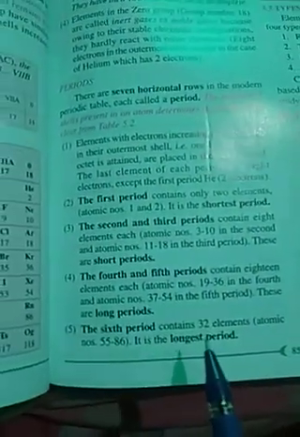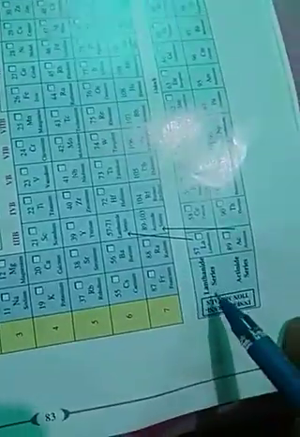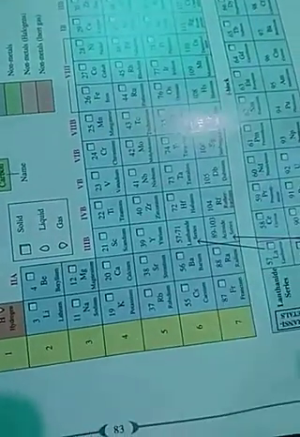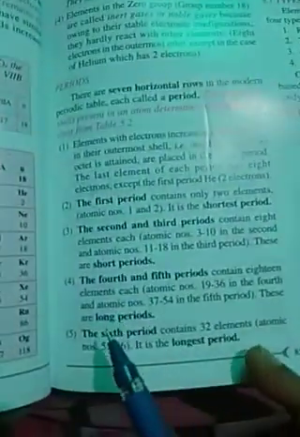But the sixth period as well as the seventh period, sixth and seventh, they contain 32 elements. In the sixth period and group 3, they are called lanthanides. They have 1, 2, 3, 4, 5, plus this one. Total overall they have 32 elements. Similarly, period 7 has 32 elements. So periods 6 and 7 are the longest periods.